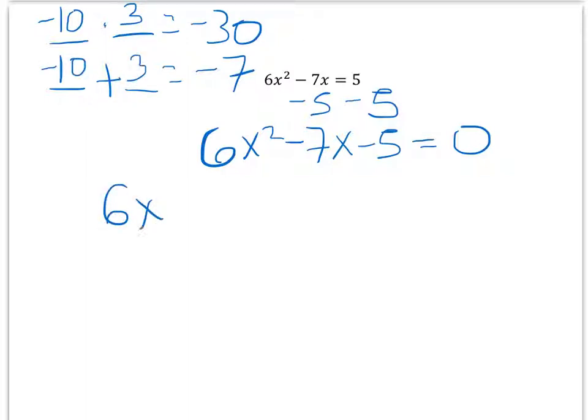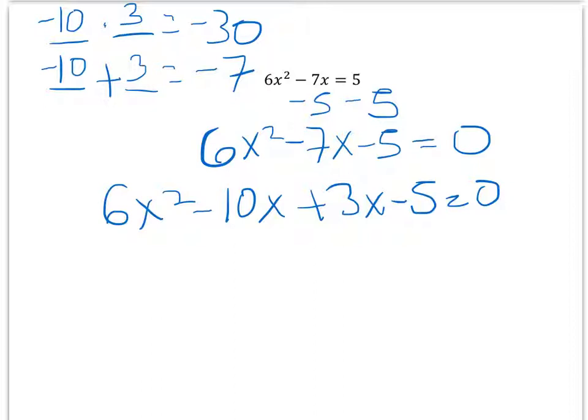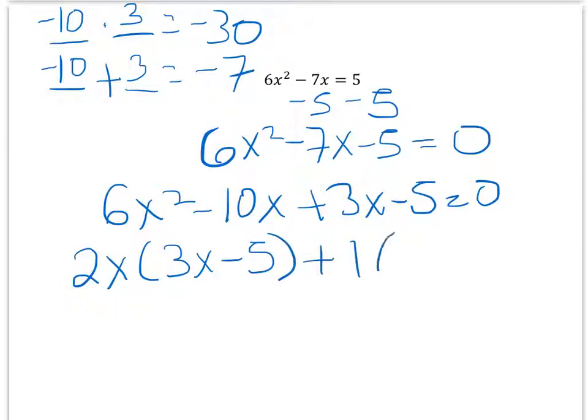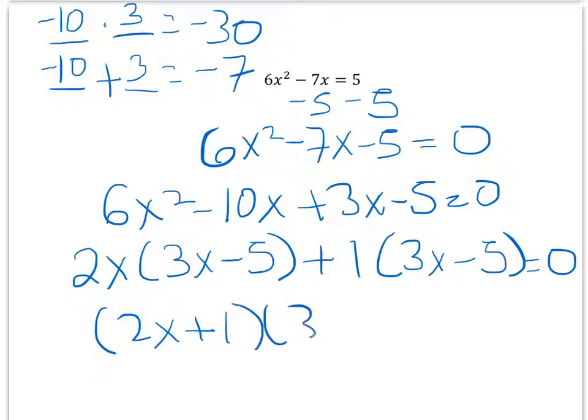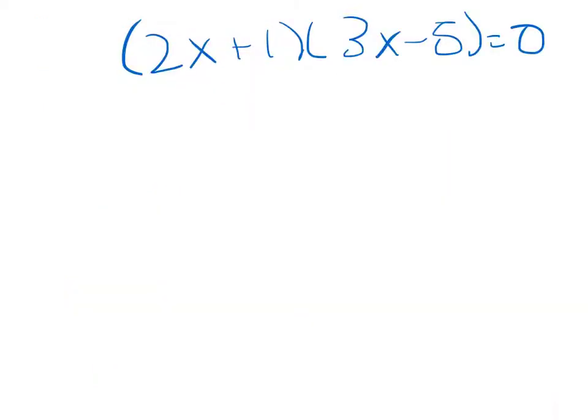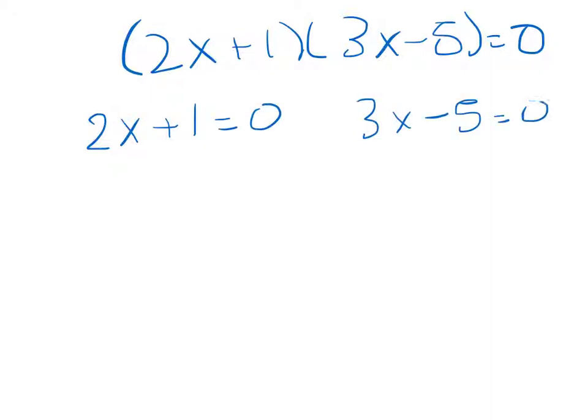So 6x squared minus 10x plus 3x minus 5 equals 0. I can take out a 2x from the first group. And it doesn't look like there's anything the second group has in common, so I'm going to write a 1 as a placeholder. So my two factors end up being 2x plus 1 and 3x minus 5. Now to finish up, we take each factor and set it equal to 0 and solve.